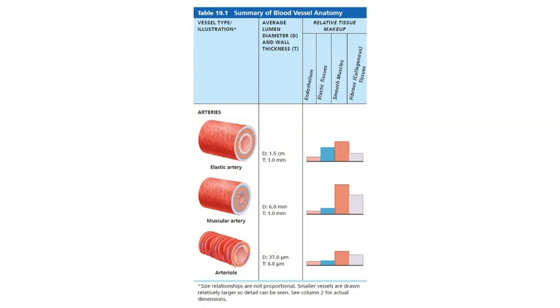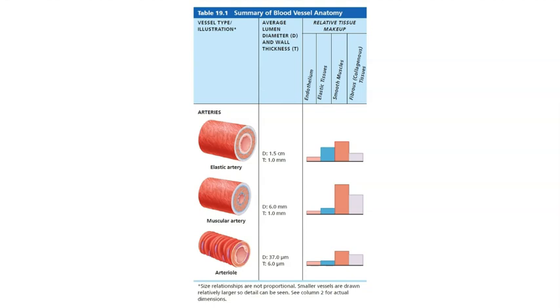To summarize, the elastic arteries are the largest in diameter. They are generally the highest pressure but lowest resistance to blood flow, and they tend to contain proportionally more elastic connective tissue in their walls than we see in the other arteries.